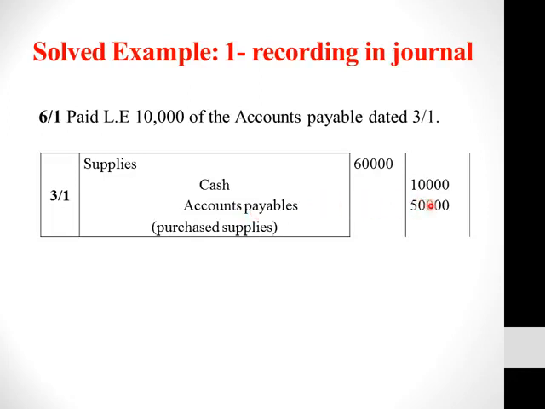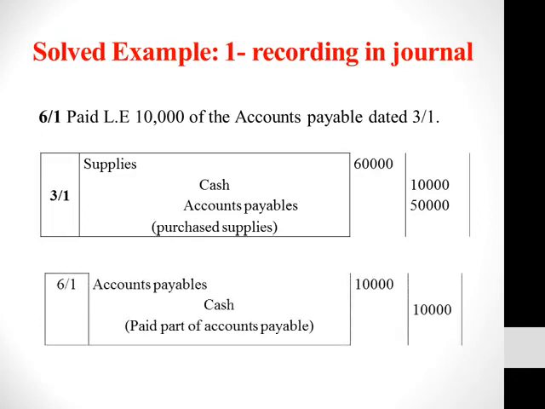So it is placed in the credit side. We're gonna bring it in the debit side and cash in the credit side as shown down here. Accounts payable in the debit by 10, cash in the credit by 10. So it is placed in the credit. If you want to decrease it, we bring it in the debit side.